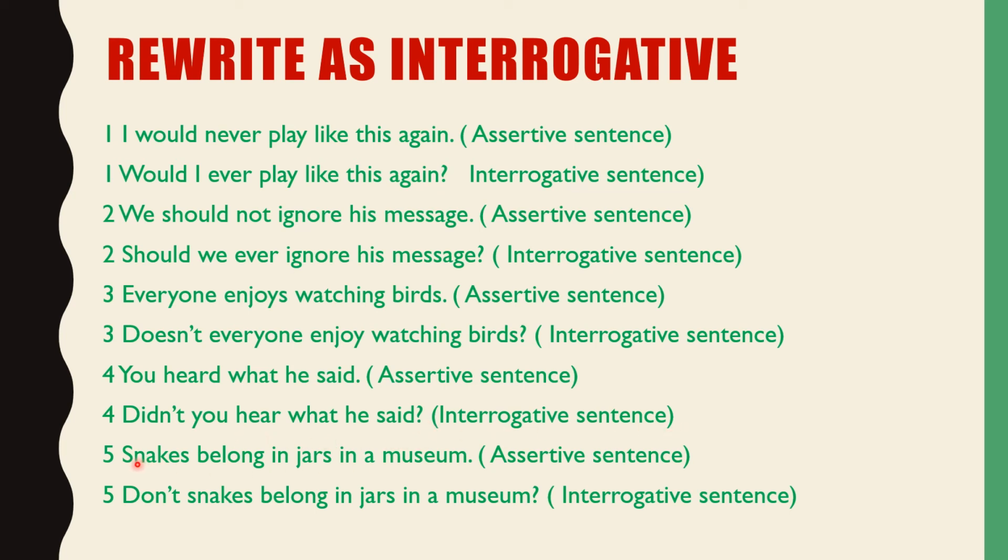It's an interrogative sentence. Snakes belong in jars in a museum, assertive sentence. There is no auxiliary, so you have to use do or does if the tense is present. The tense of this sentence is present tense. So therefore you're going to use do or does. Now, does snakes? No. So it is do snakes. But you don't have to begin by saying do snakes. You have to say, don't snakes belong in jars in a museum? Why have you taken don't? Because here the assertive is positive. So therefore your interrogative will become negative. Don't snakes belong in jars in a museum?